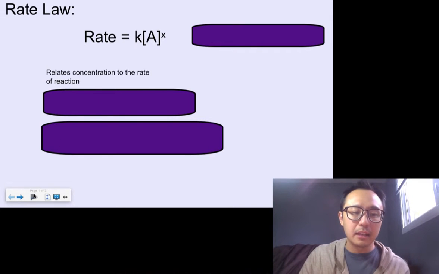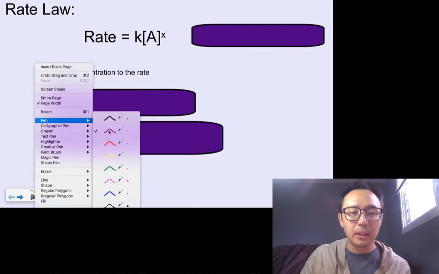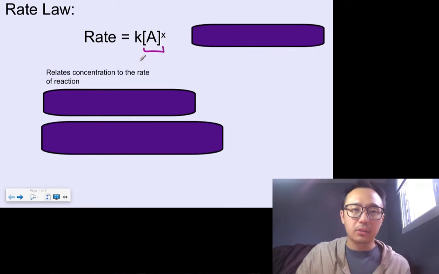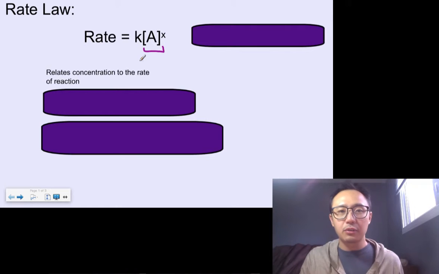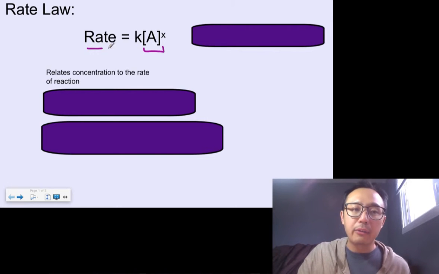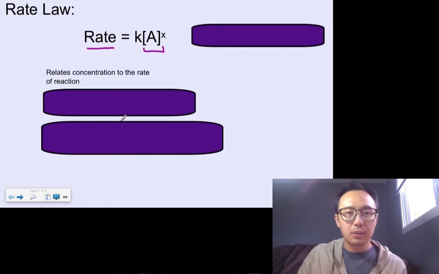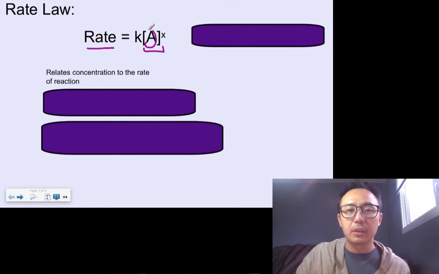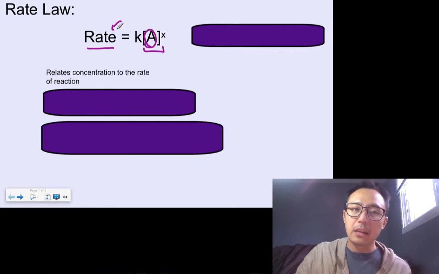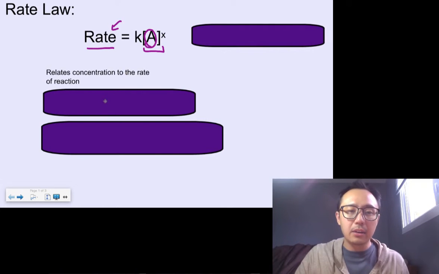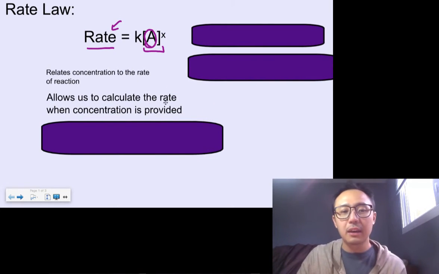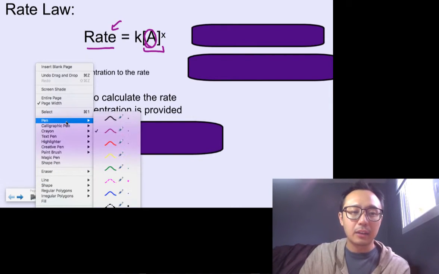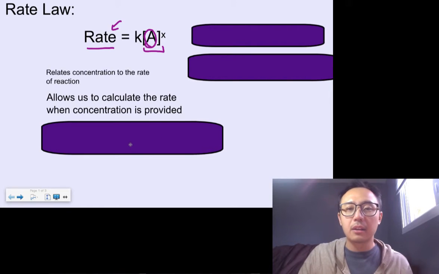So what that means is that you can safely assume that by knowing the concentration of your reacting species, you can use that concentration to relate to how fast your reaction is. So if you know the concentration, then you can pretty much calculate how fast or slow that reaction is. And also, rate law allows us to calculate the rate when concentration is provided. So, like I said, the calculation depends on the concentration.